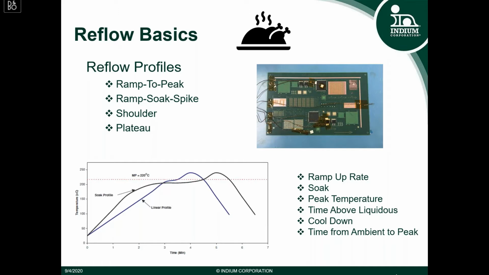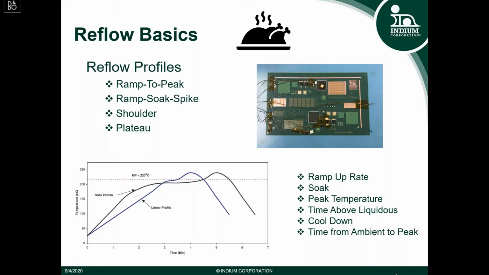There's a shoulder profile, which really is more like the linear profile pointed out in the picture below, where there's a small little soak just before the melting point of the solder. And then there's a plateau profile, which is a newer type of profile ideal for low temperature solders that require low processing temperatures and longer time above liquiduses. So in any of these profiles, there are 6 different attributes that should be taken into consideration for having an ideal quality solder joint.